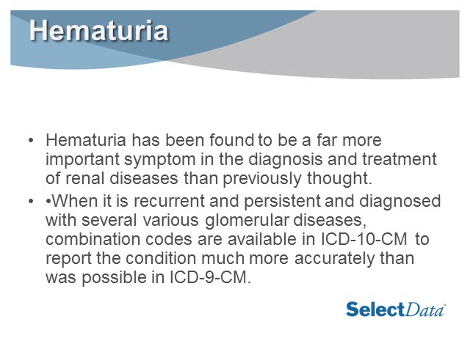Hematuria really has been found to be a far more important symptom in the diagnosis and treatment of renal diseases than previously thought. When it's recurrent and persistent and diagnosed with several various glomerular diseases, there are now combination codes available in ICD-10 to report the condition much more accurately than it was possible with ICD-9.